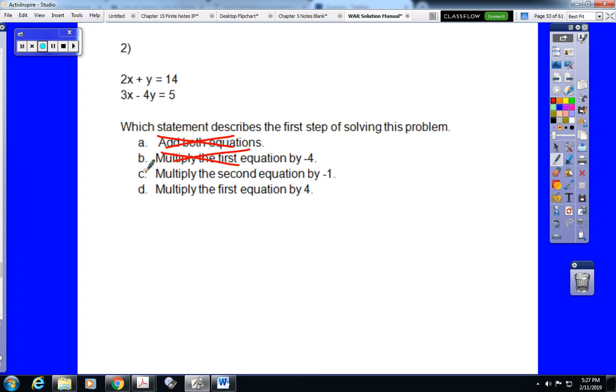Second one says multiply the second equation by -1. That would make this -3, +4, -5. That would not lead to elimination either.